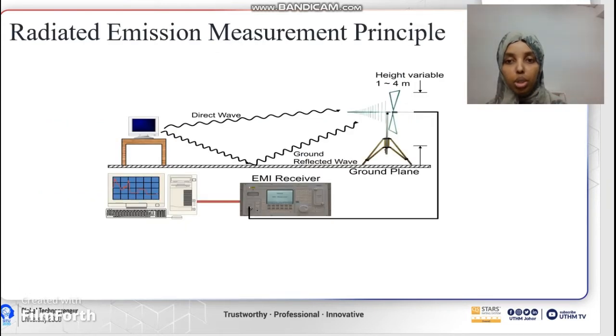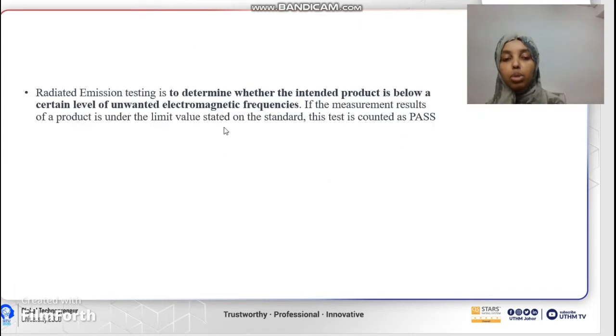Radiative emission measurement principle. The radiative emission test is to determine whether the intended product is below a certain level of unwanted electromagnetic frequency. If the measurement result of a product is under the limit value stated in the standard, this test is counted as pass.